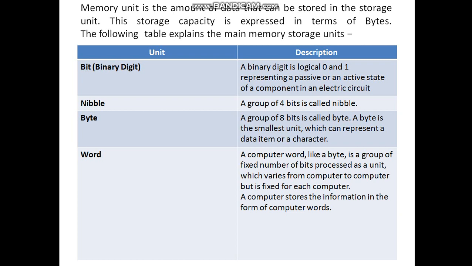Second is a nibble. A group of 4 bits is called a nibble. Byte: a group of 8 bits is called a byte. A byte is the smallest unit which can represent a data item or a character. Next is a word. A computer word, like a byte, is a group of a fixed number of bits processed as a unit, which varies from computer to computer but is fixed for each computer. A computer stores information in the form of computer words. Basically, a bit is a 0 or 1 binary digit, a nibble is a combination of 4 bits, and a byte is a combination of 8 bits.